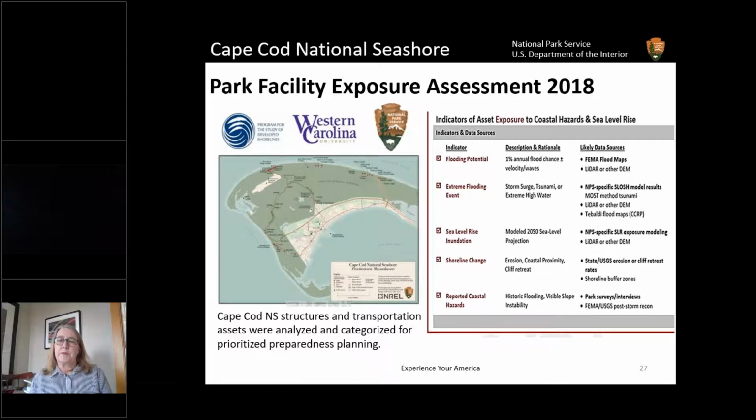For the park, the Washington Office of Sustainable Operations helped us to engage the Western Carolina University in examining effects of climate and sea level change and increasing storm surge vulnerability to our transportation assets and our structures. And they've come up with a risk matrix that was helpful to us in examining what the dynamic changes are that may impact those resources.